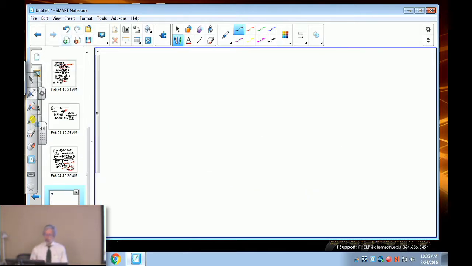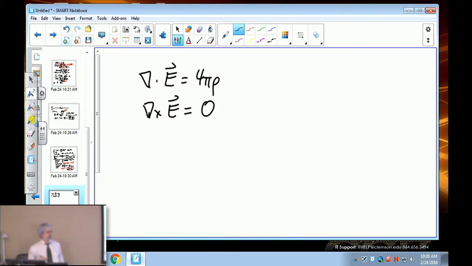Okay, so now let's continue this. We have two equations in electrostatics: the divergence and the curl of the electric field. This physically represents the idea that the charge density, a charged body, generates in the space around it an electric field. And that electric field diverges from this charge in this fashion and does not curl. So there's no circulating part of the electric field in electrostatics.